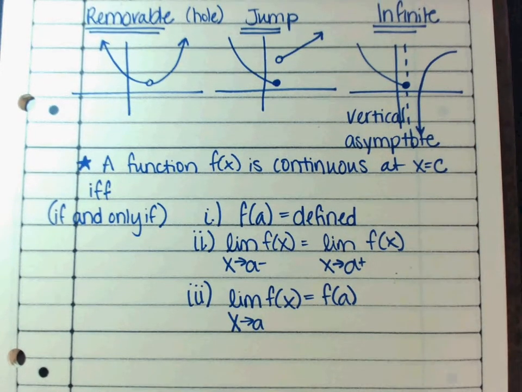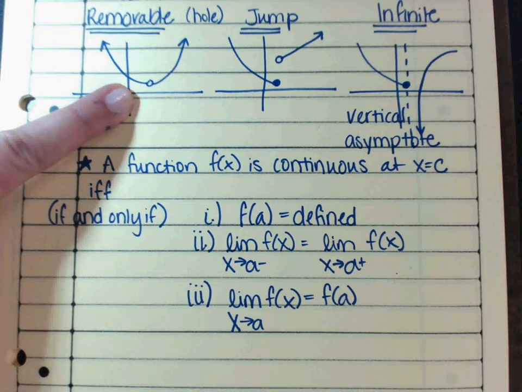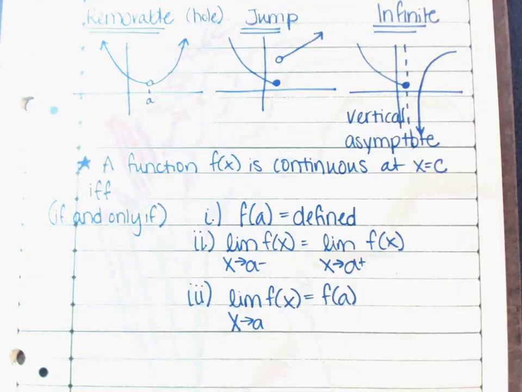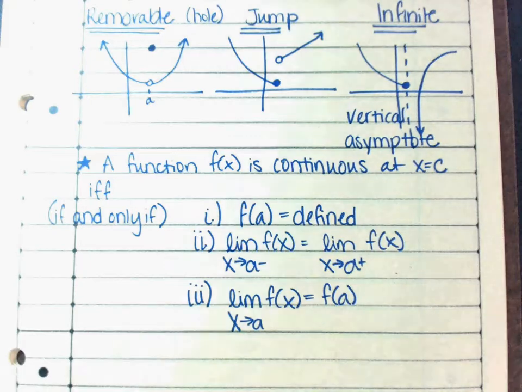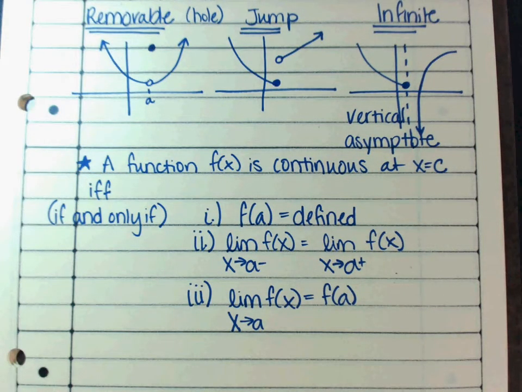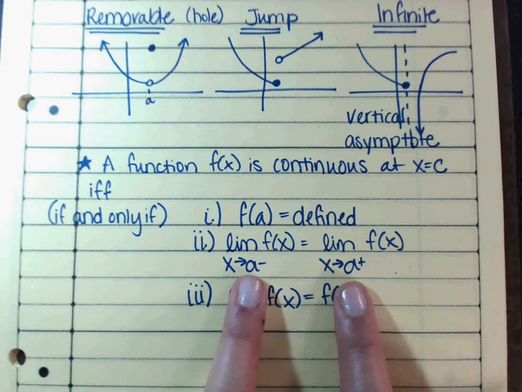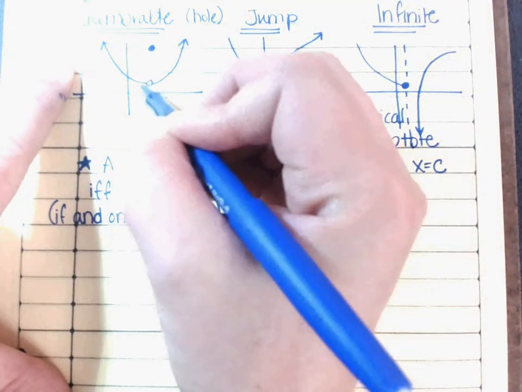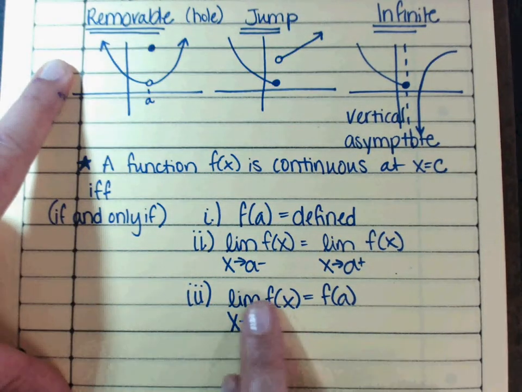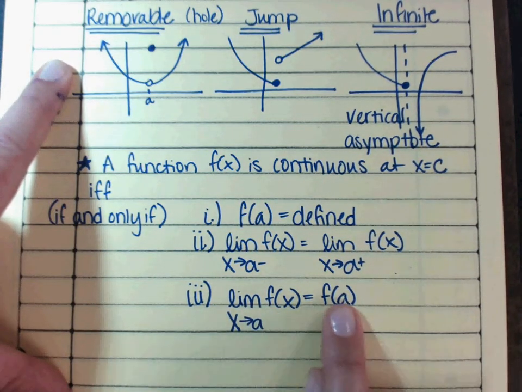So look at your first graph right here. Is f of A defined? Well, let's say that this is A. Is there a value for f of A? Yes or no? No. Okay, what if I put f of A up there? Now does f of A exist? Yes. Okay, now go down to step 2. Are the left and right side limits equal to each other? For the first graph, yeah, as I come in on this side and this side, they're both approaching the same number. But what about step 3 now? My limit is the open circle, but my f of A is the closed circle. So is step 3 going to be true for that first graph?